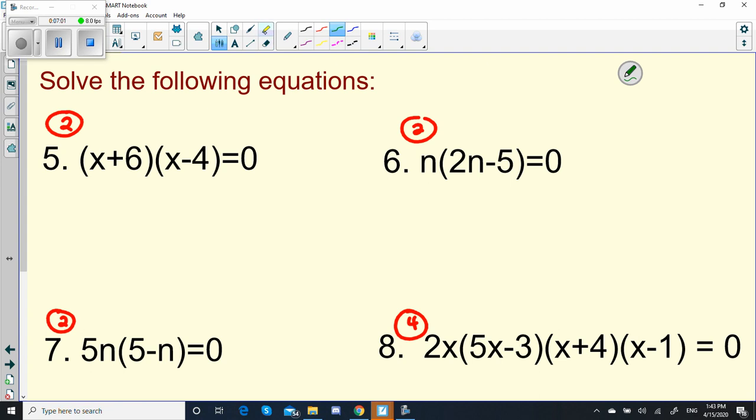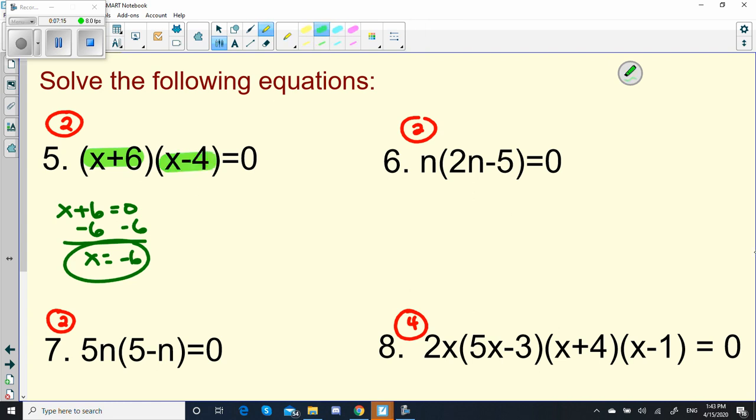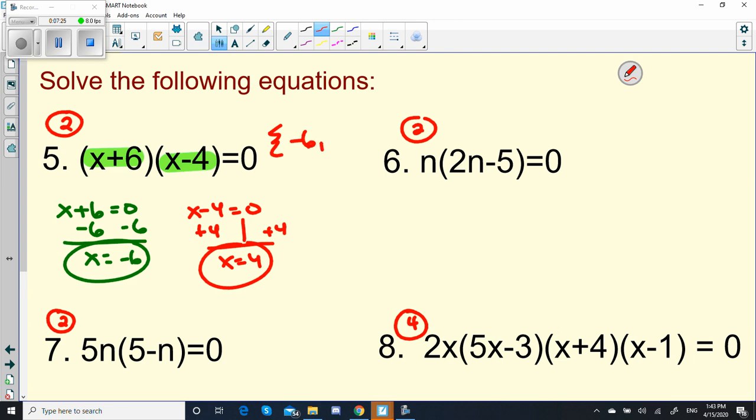So if I go through the first one, I'm going to set this first expression equal to 0. So x plus 6 equals 0. So if I get x alone, I would have to subtract 6. And then I would set the other one equal to 0. So x minus 4 equals 0. So I'm adding 4 to both sides. So x is 4. So my 2 solutions on the first one are -6 and 4. I hope you got that. If you did, give yourself a pat on the back.